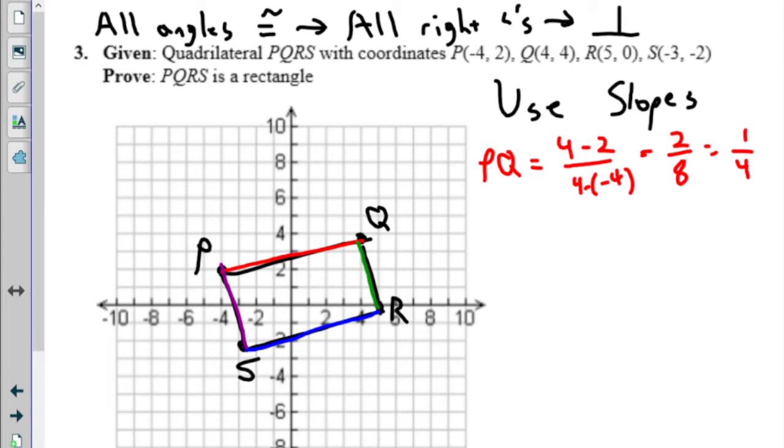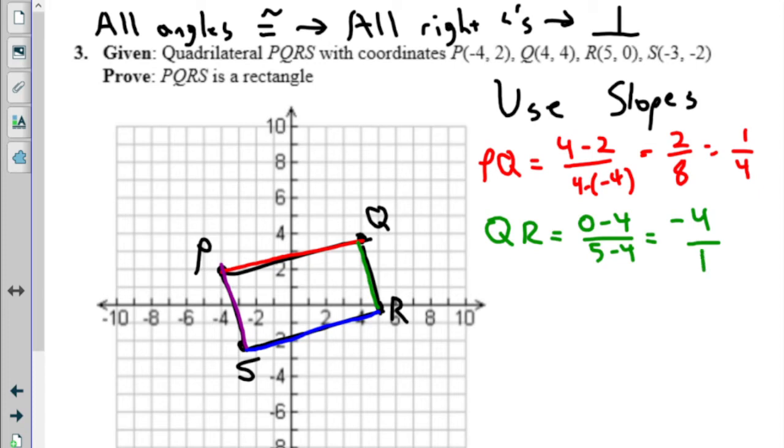For Q to R, the slope will be change in y over change in x. Y coordinates this time are 0 and 4. We're going to subtract them. X coordinates are 5 and 4. We're going to subtract them. So then we have 0 minus 4 is negative 4 over 5 minus 4 is 1.